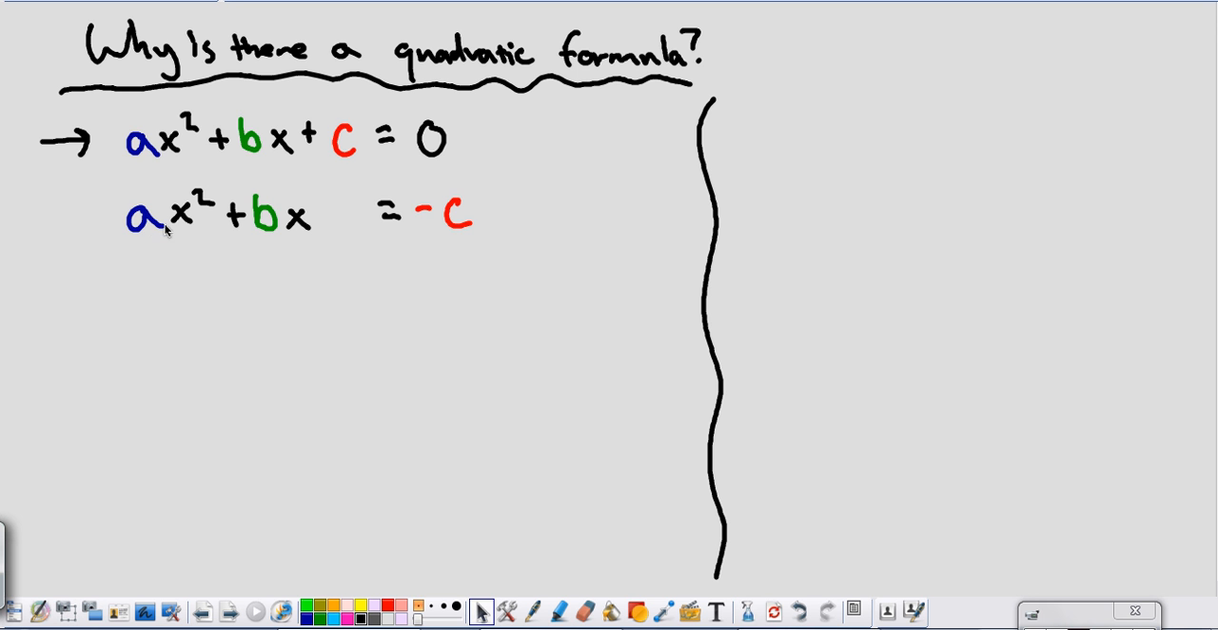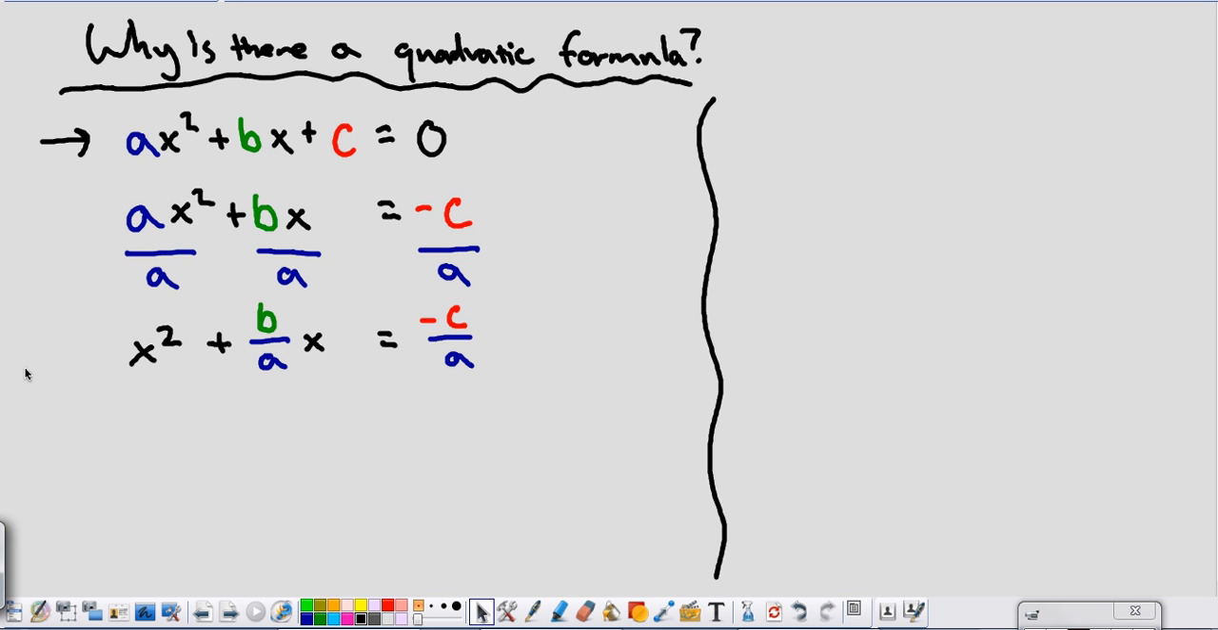Now, I don't want a coefficient in front of the x squared because I want to be able to factor that x squared, and you'll see why we're going to factor later. So in order to do that, I'm going to divide all three of these terms by a. And when I simplify that, that gives me x squared, because a divided by a is just 1, plus b over a times x, and that equals negative c over a.